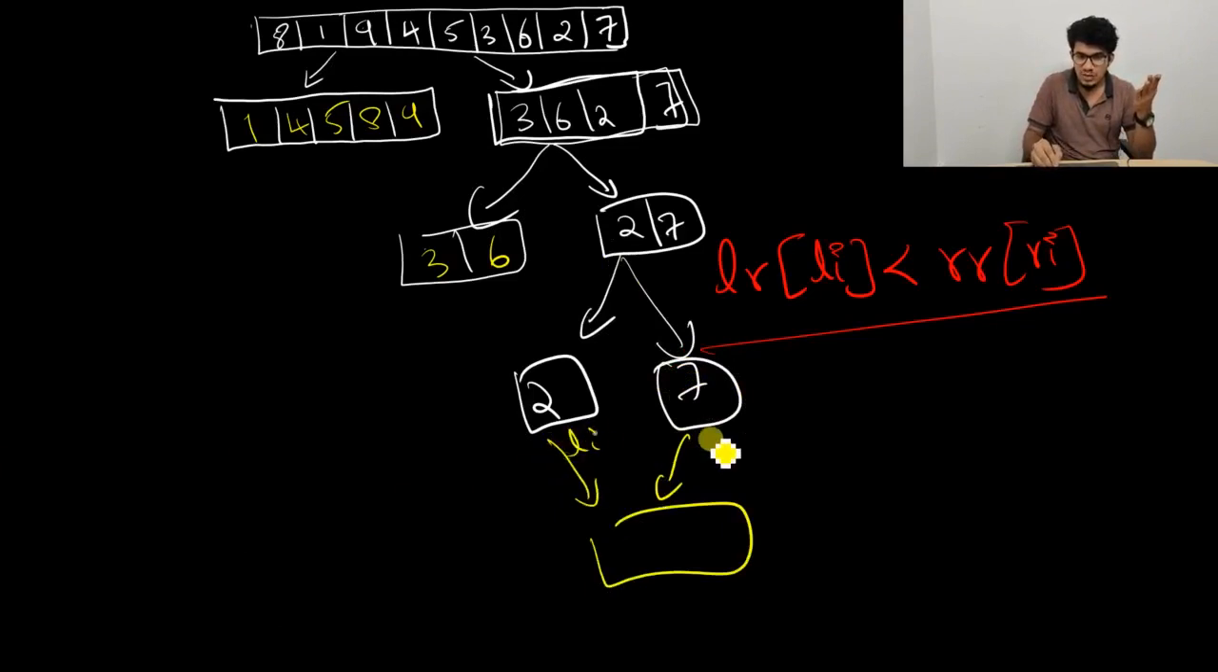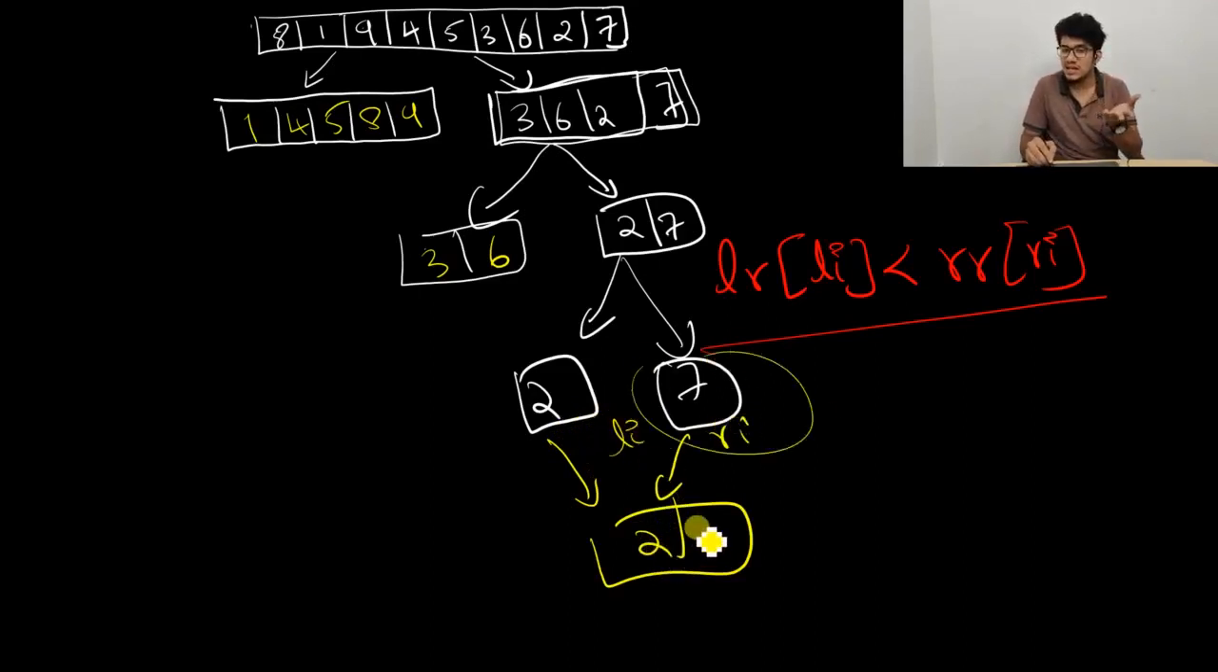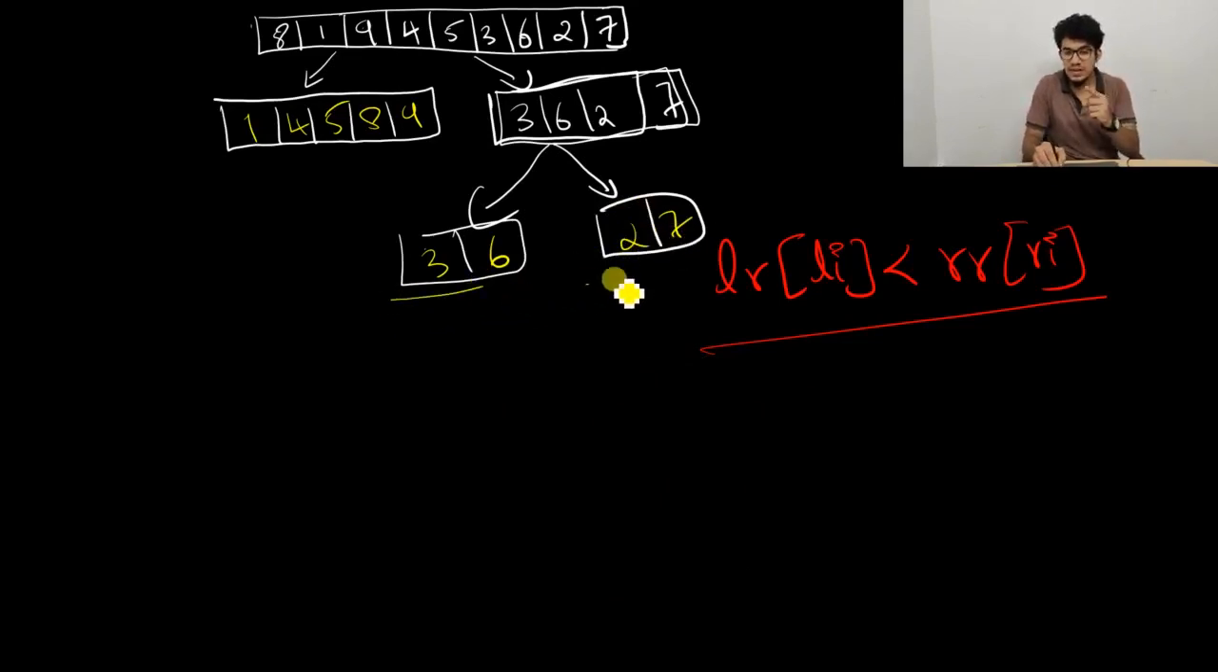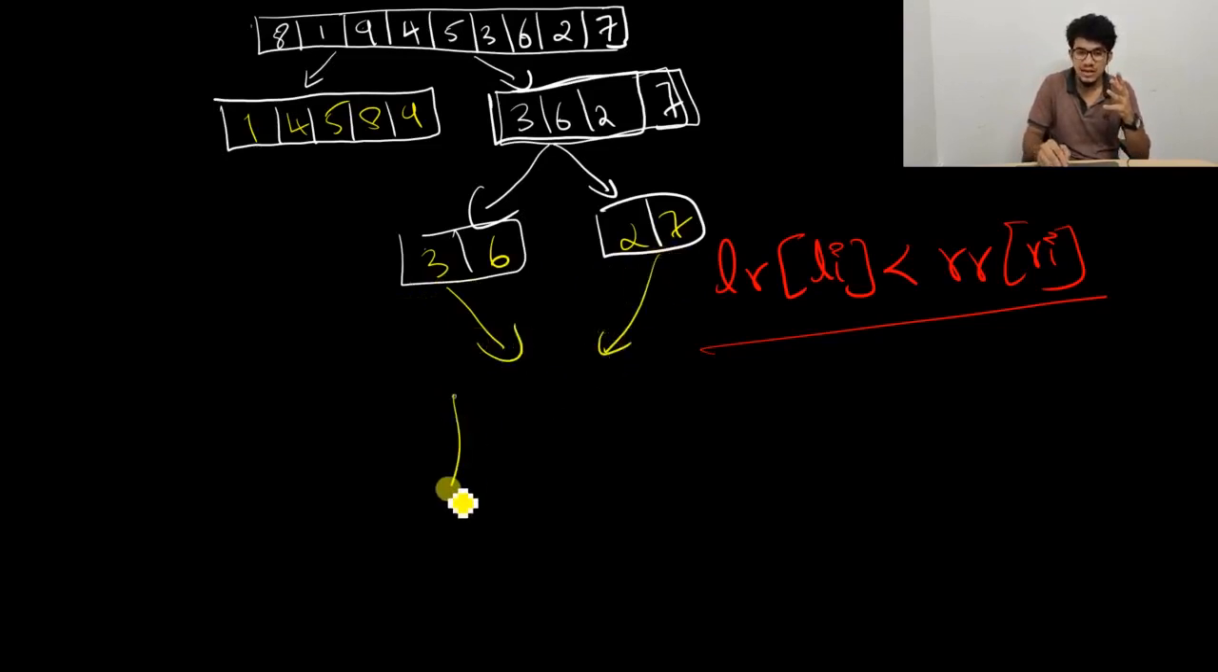Is Li small or Ri small? Li is small, 2. Then your Li will increment. Li crosses the range, then whatever is there in the second array, store it as it is. 2 and 7 is given back, which is stored as 2 and 7 only. Now, as you can see, for a method, the left array is complete, the right array is complete. Now it will merge these arrays.